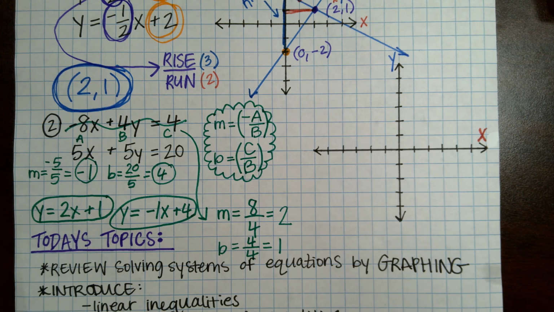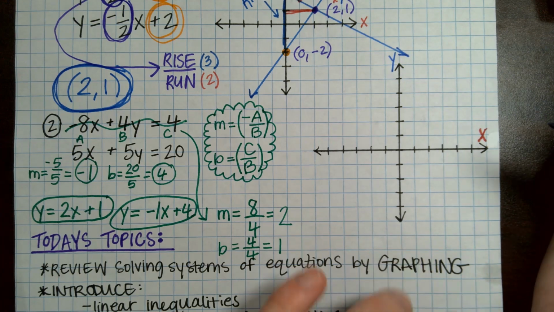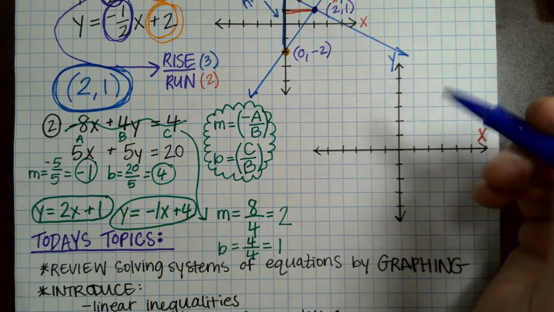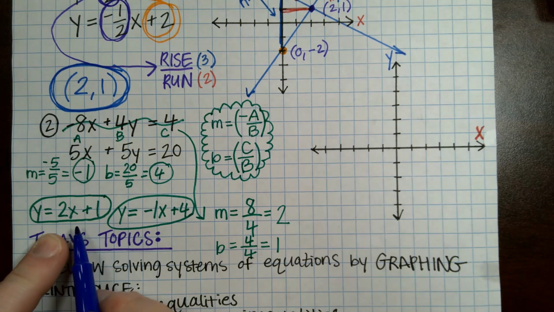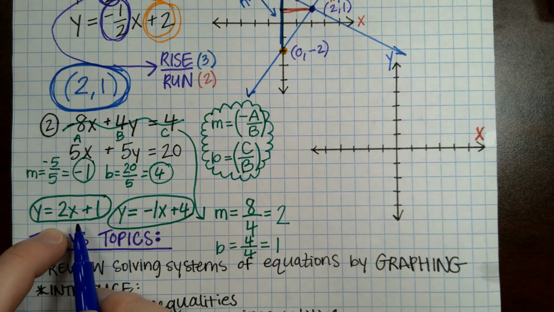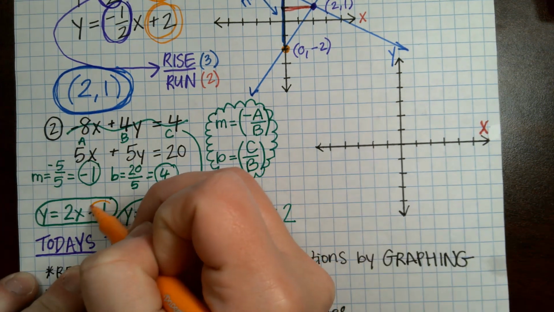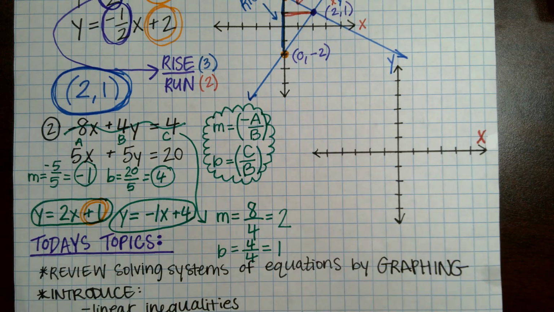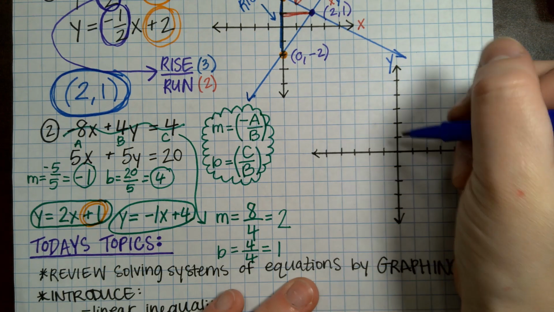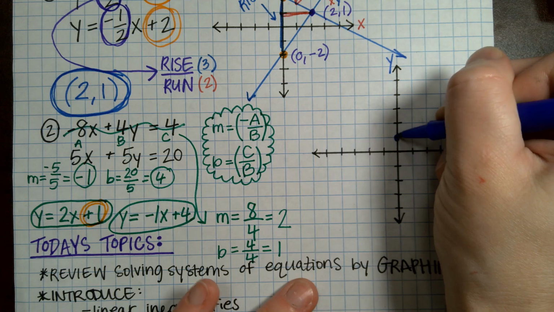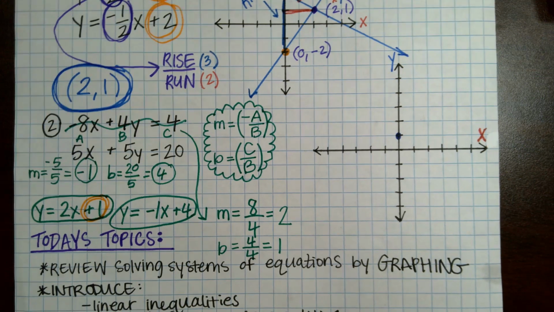Let's start with y equals 2x plus 1. Where's our first point going to be for the first equation? What's our y-intercept? Plus 1. Yeah, we see plus 1 at the end, so our y-intercept is 1. So that's where we're going to put our first point. 1 right there. Okay, everybody got that?